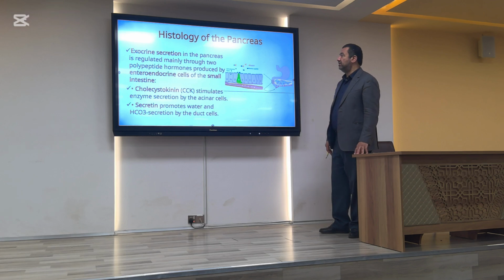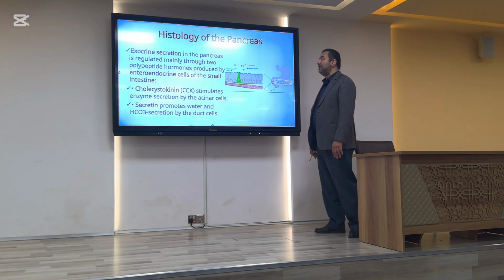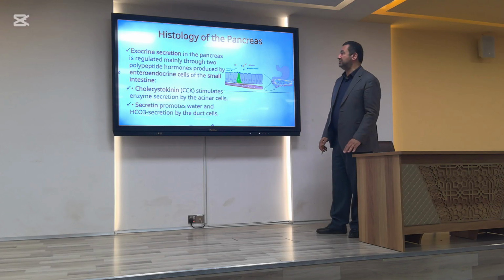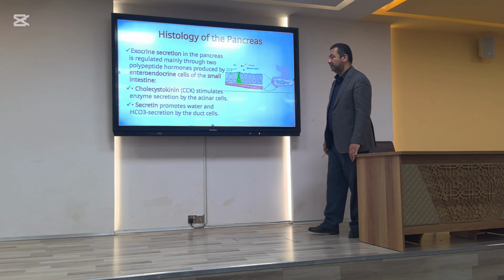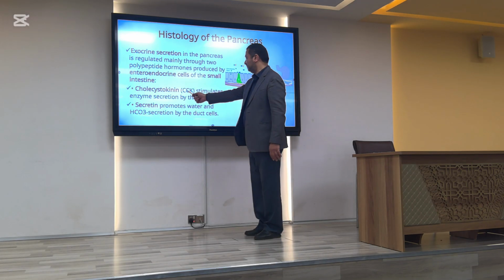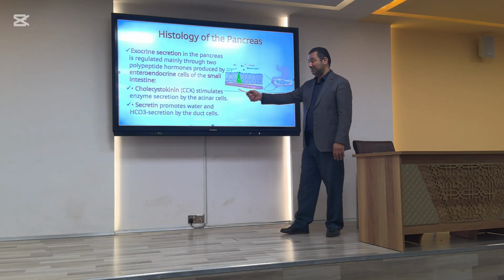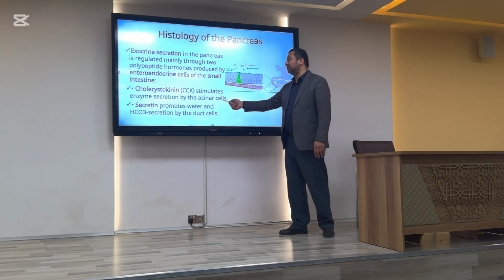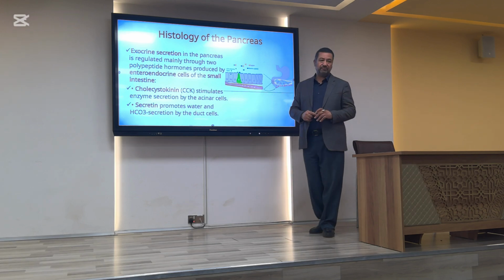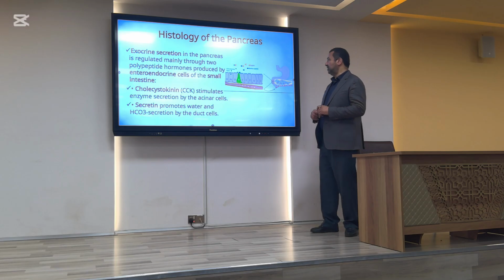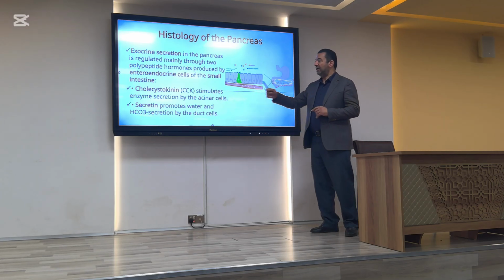Exocrine secretion in the pancreas is regulated mainly through two polypeptide hormones produced by enteroendocrine cells or diffuse endocrine cells of the small intestine. Cholecystokinin stimulates enzyme secretion by the acinar cells, and secretin promotes water and bicarbonate ion secretion by the duct cells. Okay? Cholecystokinin and secretin.